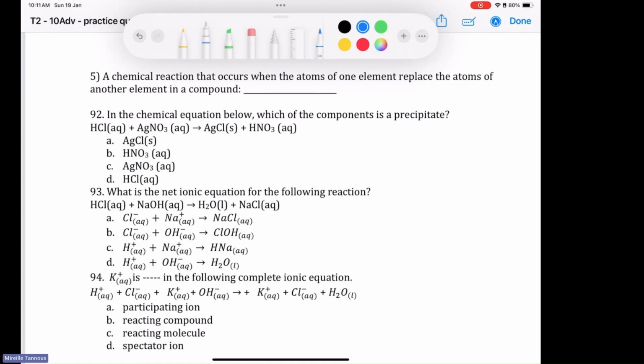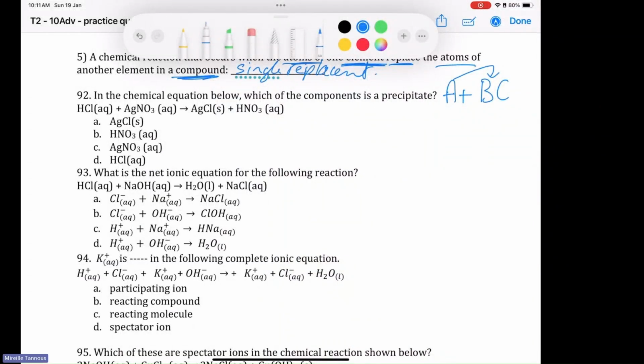Okay. Now, the questions from here are going to get a bit harder, so I'll try as much as possible to simplify them. A chemical reaction that occurs when the atom of one element replaces the atom of another element in a compound. So I have an element and a compound. So when this replaces the other one, that's a single replacement.